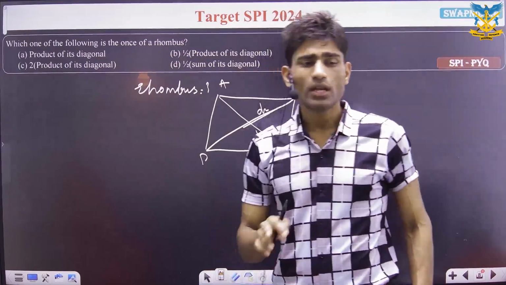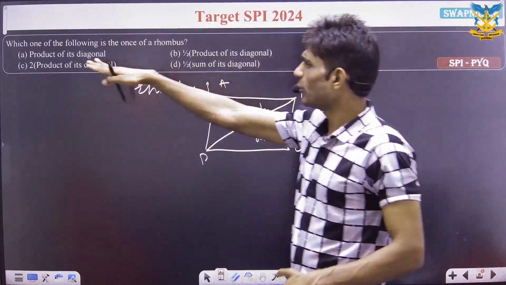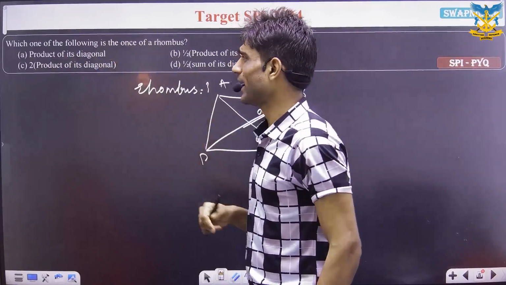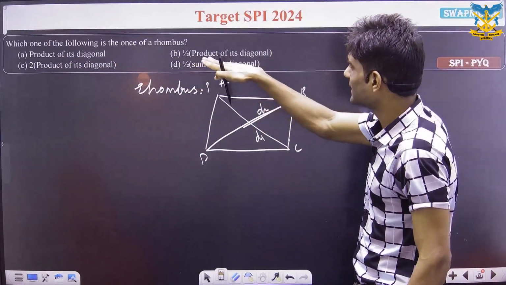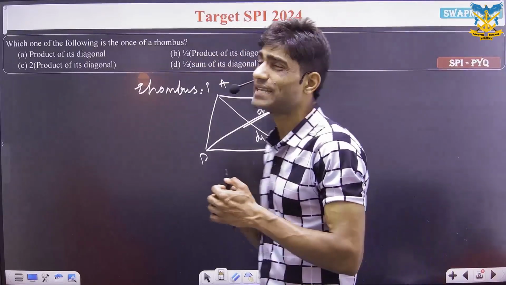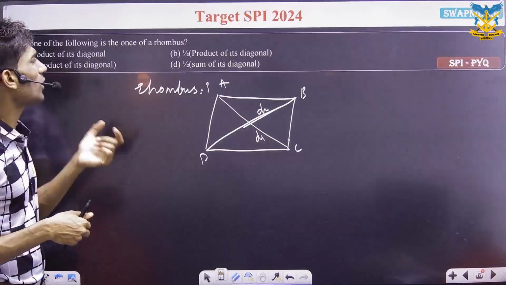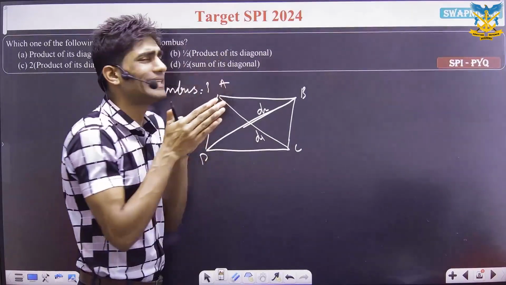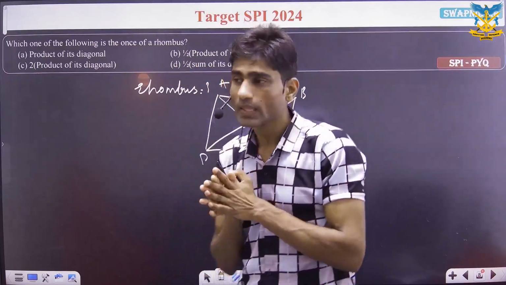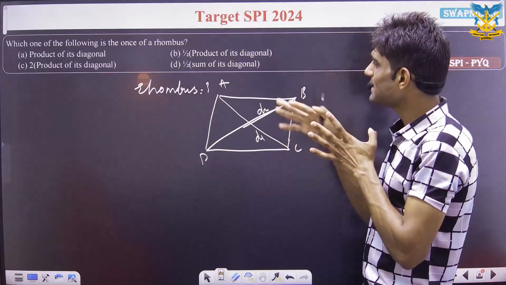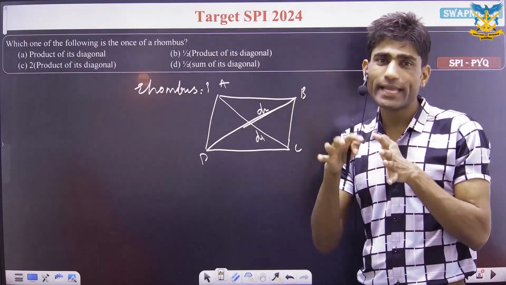Now we can see that our first option says product of diagonals. Next, one half product of its diagonals. The third option says 2 times the product of its diagonals, and the fourth option says 1/2 sum of its diagonals. As we can see, it gives a sense of the area of a rhombus.